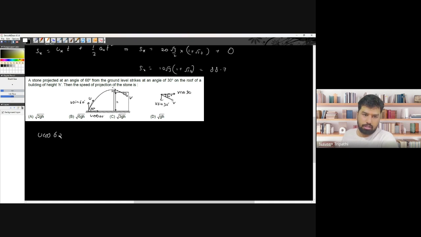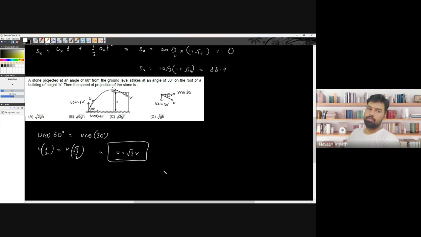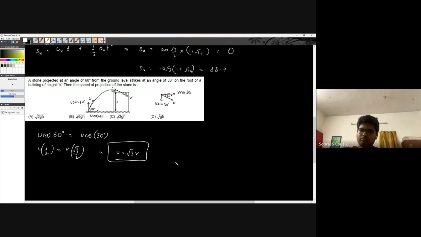U cos 60 is equal to V cos 30, right? Yeah. U cos 60 is half, V cos 30 is root 3 by 2, right? Exactly. So U is equal to root 3 V. This is the first relation, right? Yes, sir.